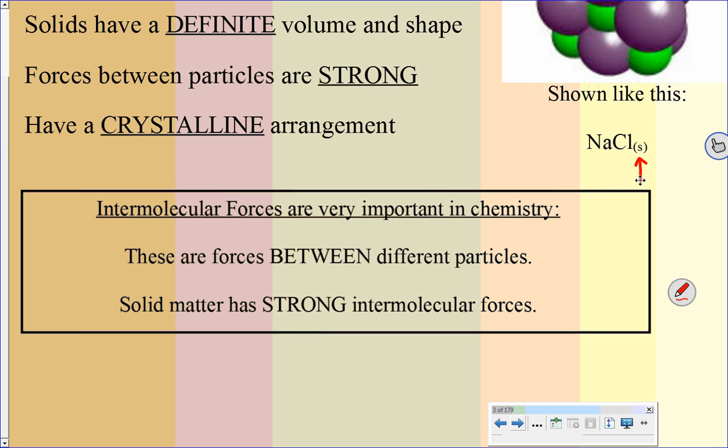A very important concept that we're introducing today that is going to come up in a number of units is the concept of intermolecular forces. Intermolecular forces are a very important idea in chemistry. These are forces between separate particles or between separate molecules. In solid matter, the particles and the molecules are held together with really strong intermolecular forces. So that's why they act as a solid, and they're difficult to deform or move or bend or things like that.